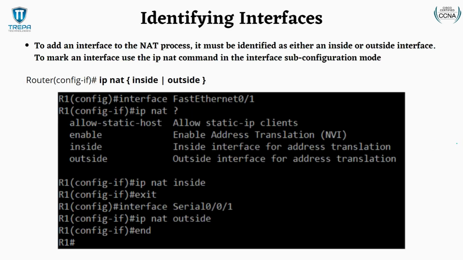And then next, we're going to identify the interfaces. So interface FastEthernet 0/1 is going to be our ip nat inside. So here's the full command. And the interface serial 0/0/1, which is facing the internet or our WAN, is going to be ip nat outside.